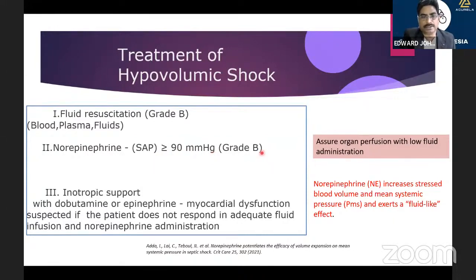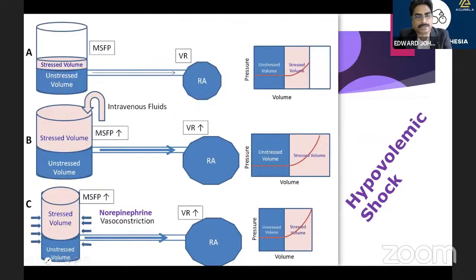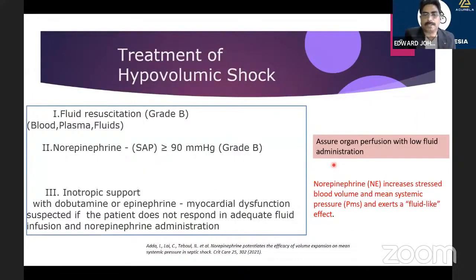It converts the unstressed volume to stressed volume. You'll see here, it converts the unstressed volume to stressed volume. So the venous return increases. So ultimately, by using norepinephrine, you can resuscitate the patient with a lower amount of fluid. That is called, norepinephrine acts as a fluid-like effect. It was published in the 2021 Journal of Critical Care.